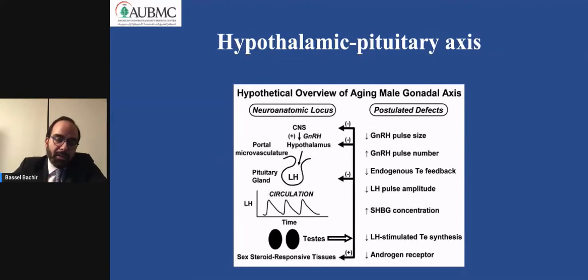The susceptibility of our CNS receptors to FSH and LH is also reduced. So all of these things lead to a significant impairment in our hypothalamic pituitary axis with aging. And this, of course, can lead to detrimental effects both in terms of androgen production and in terms of sperm production.